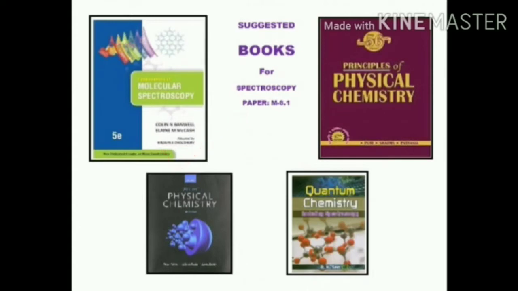Along with this, you can also study some other physical chemistry books, namely Principles of Physical Chemistry by Puri, Sharma and Pathania, and I think you have already bought this book. The second one is Physical Chemistry by Atkins and de Paula. And in the 5th semester classes, we studied the book Quantum Chemistry, including Molecular Spectroscopy by B. Keshan. So in that book also, we have some information about molecular spectroscopy.